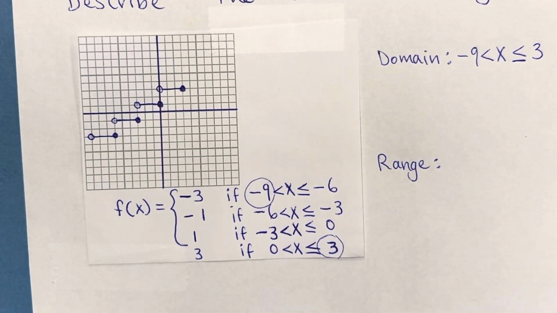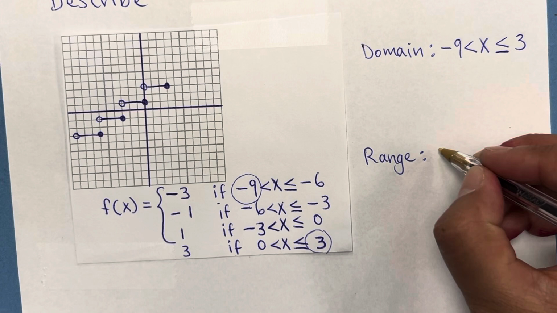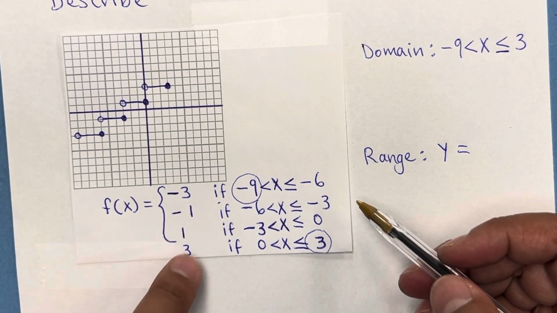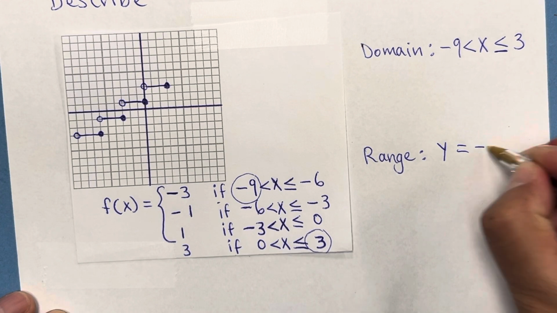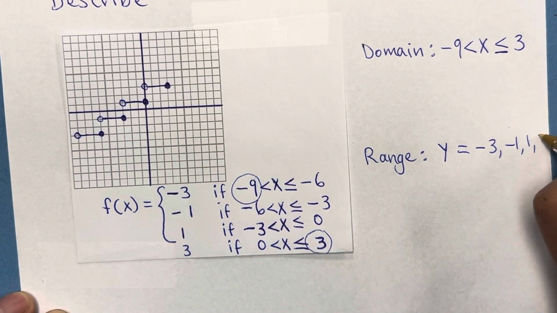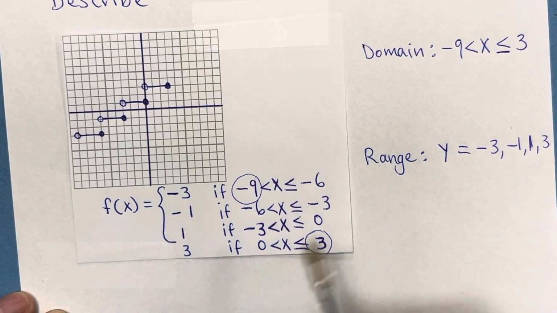For the range, you're going to put y equals, and you just put these values, okay, starting from the smallest one to the biggest. So -3, -1, 1, 3. Those are the values for the range.